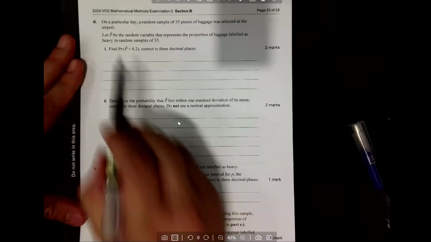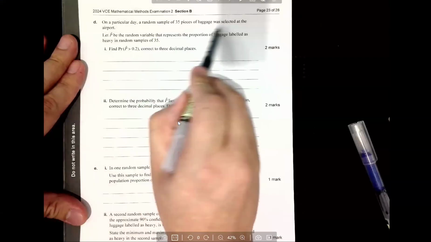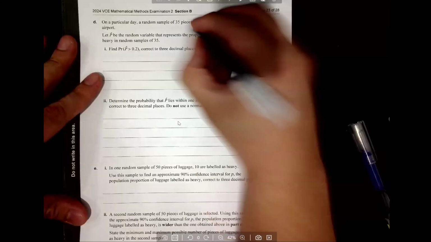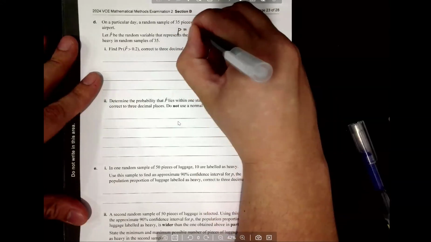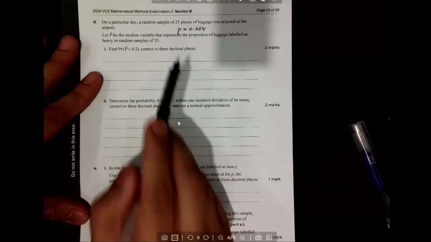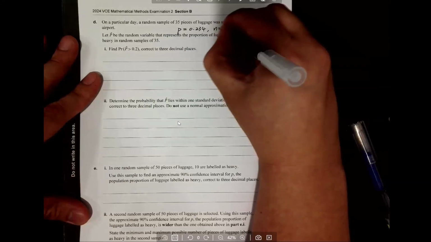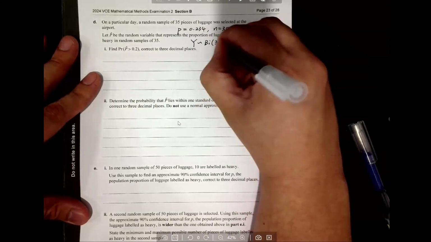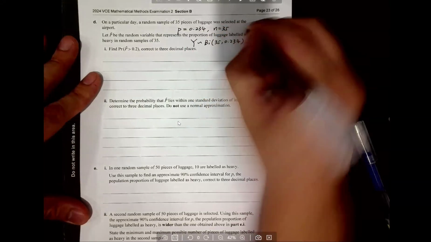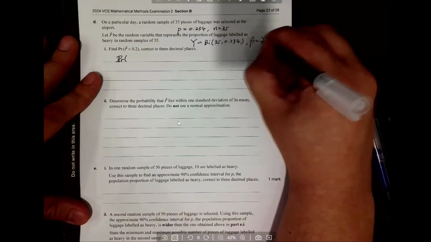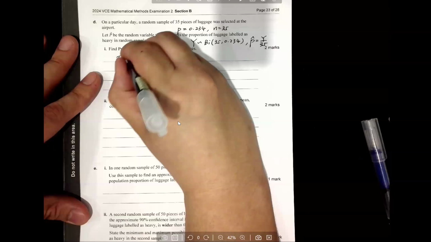Okay, part D. 35 pieces of luggage selected at the airport, labeled as heavy. Okay, so we still assume p equals 0.234, the probability of a single luggage being heavy. And then n value is 35. Let's call this Y, a binomial 35, 0.234. And then probability of p hat. p hat equals Y divided by 35. Therefore, you are calculating Y greater than 0.2 times 35.